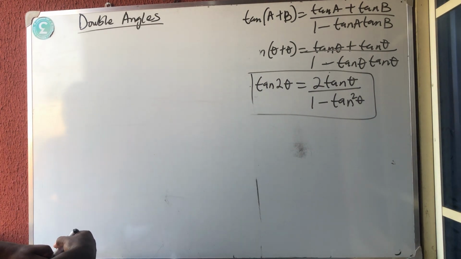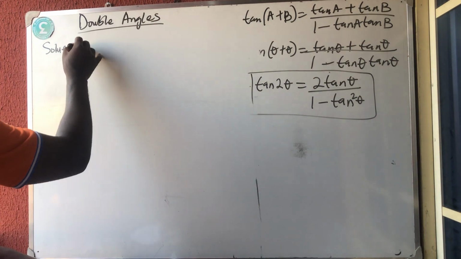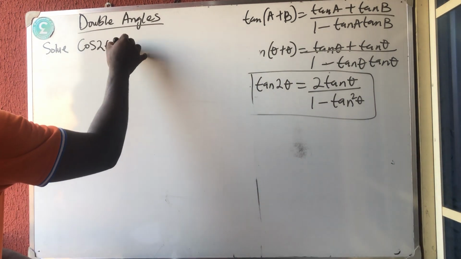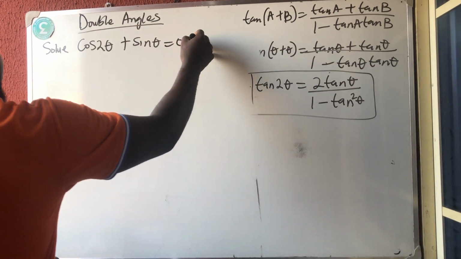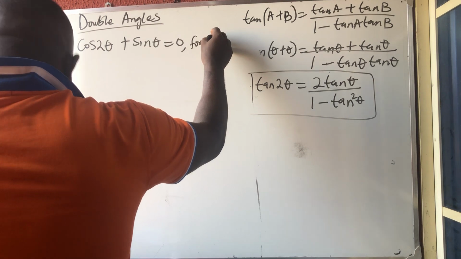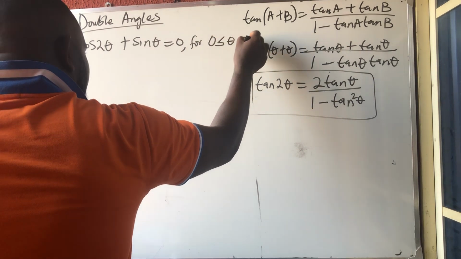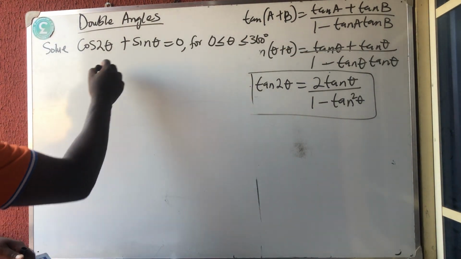So the question now says solve cos 2 theta plus sin theta is equal to 0, for 0 is less than or equal to theta, which is less than or equal to 360 degrees. Okay, so now what do we mean by solution?